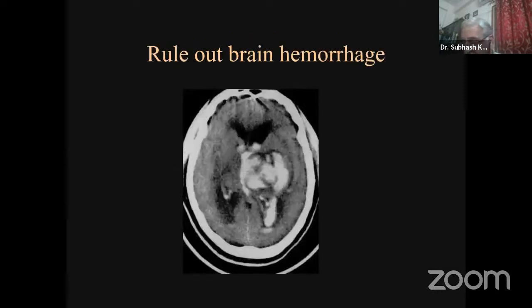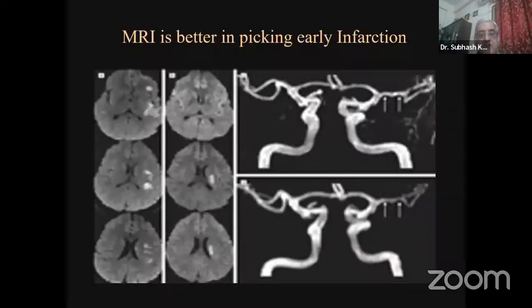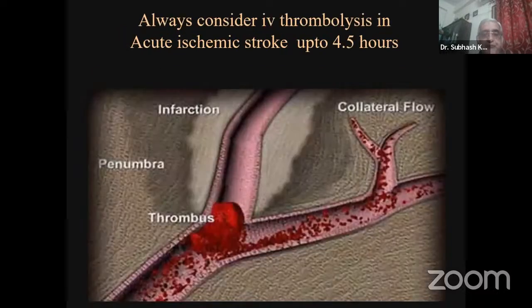The main purpose of doing an acute CT or MRI in acute stroke is only one: to rule out a brain hemorrhage, because brain hemorrhage cannot be thrombolized, whereas ischemic stroke has to be thrombolized. And CT scan in the first 6 hours is usually normal in the case of an ischemic stroke. MRI is better because MRI in ischemic stroke is not normal. It will show you an infarct as early as within half an hour of the onset, as you can see here in the MRI sequence called diffusion imaging.